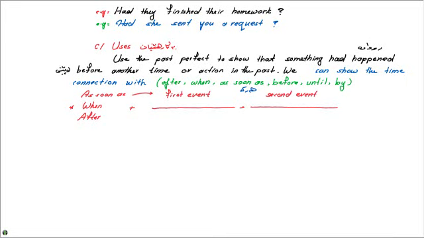For the first event, we usually use past perfect. As we said, as soon as, when, after, they are preceded by the first event. And then we have the second event. The first event is in the past perfect tense, while for the second event, we use past simple.